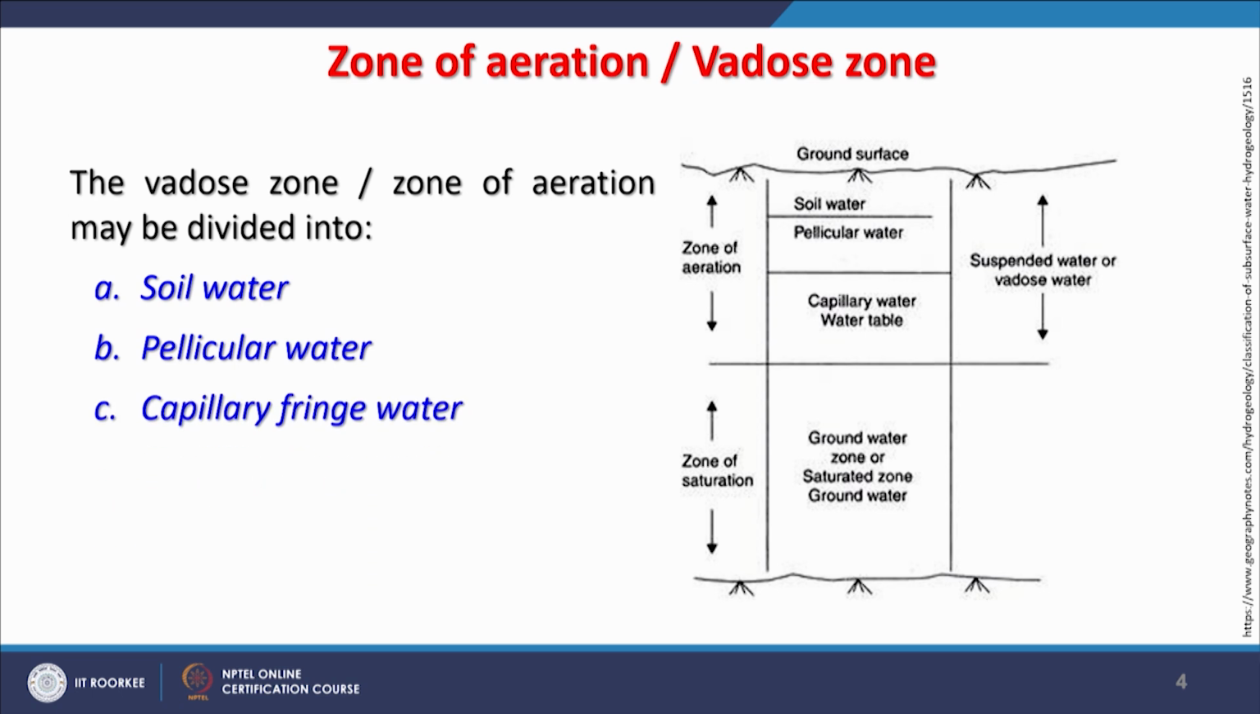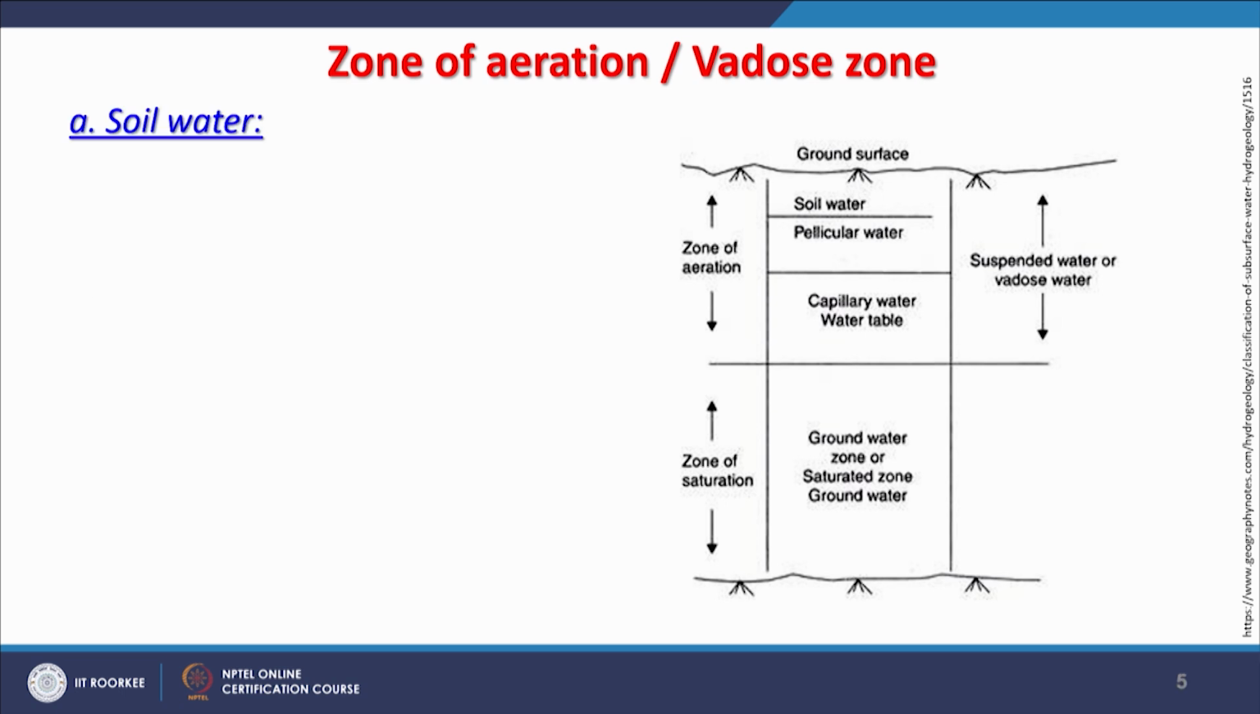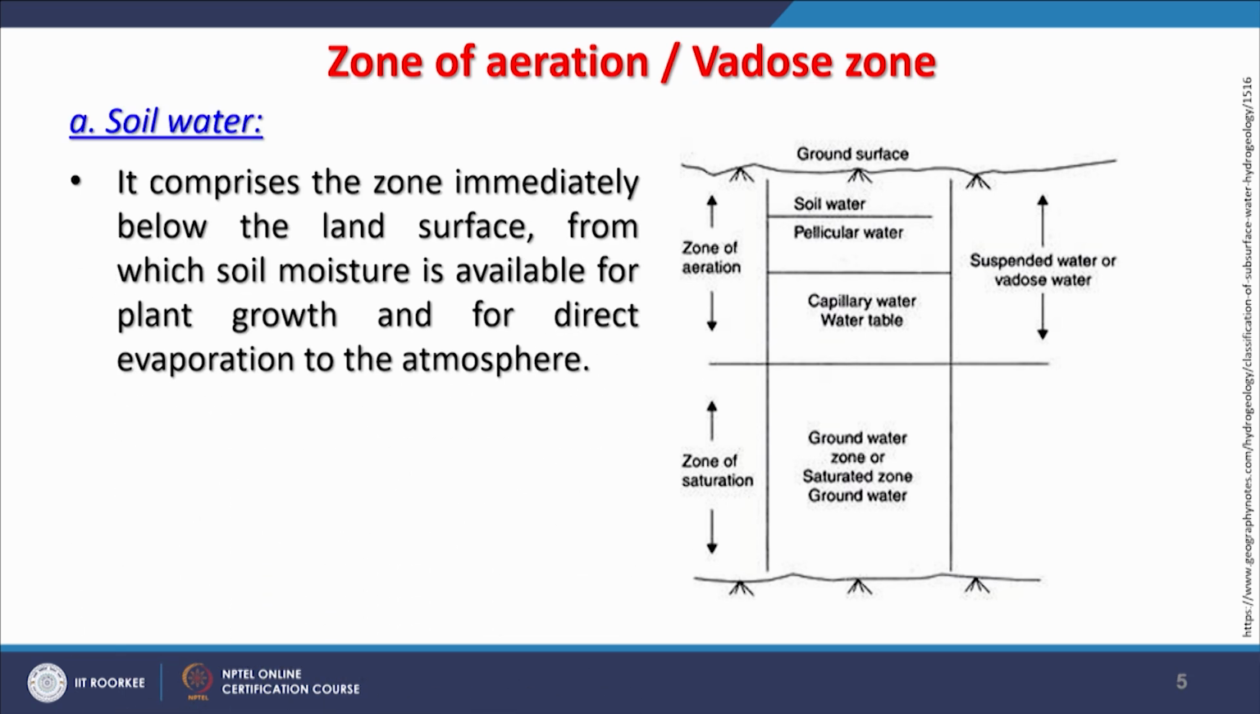So, where capillary actions can also take place. If we go into detail about soil water, it comprises the zone which is immediately below the land surface, and whose soil moisture is available for plant growth and for direct evaporation to the atmosphere. So, this part is very, very important.